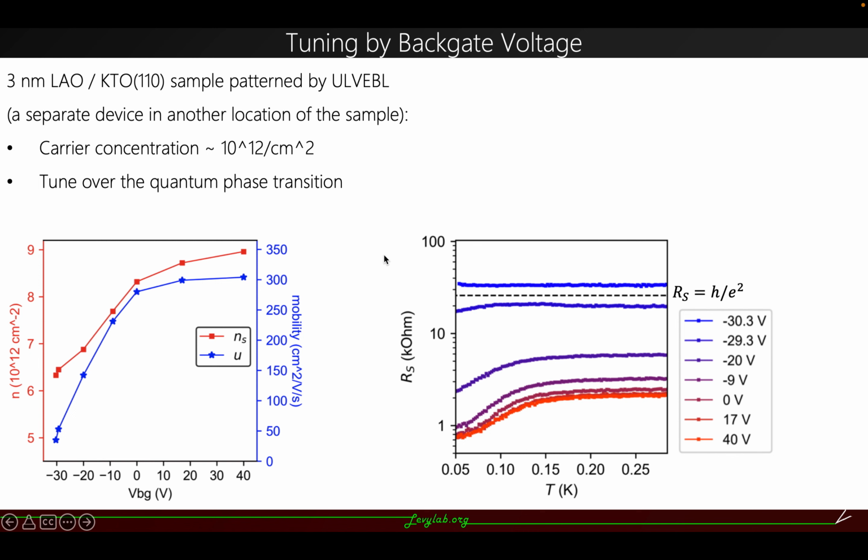In a separate device patterned elsewhere by ULV-EBL, we also saw relatively low carrier concentration in the 10 to the 12th order, when the sheet resistance of the device is gated to be over h over e squared, which is around 26 kiloohm. As the temperature decreases, it shows a slight upturn. The device appears to go through a quantum phase transition and enters a localization regime.